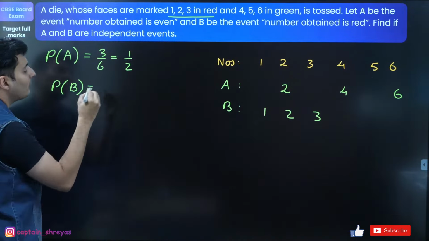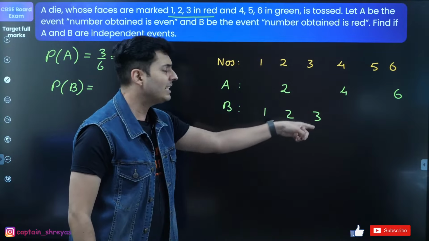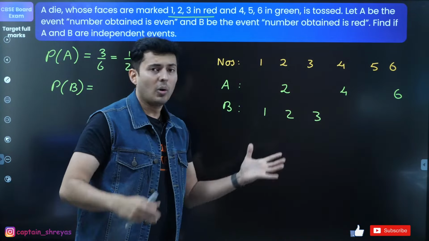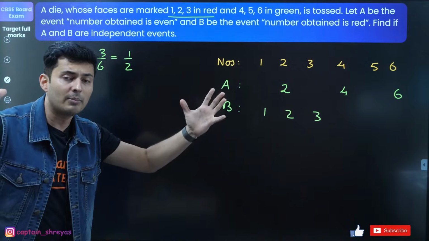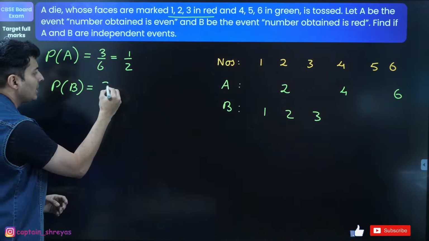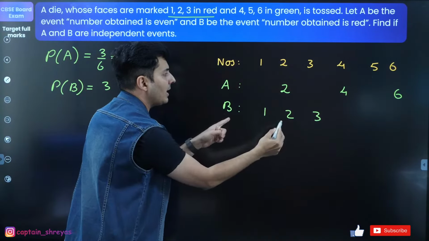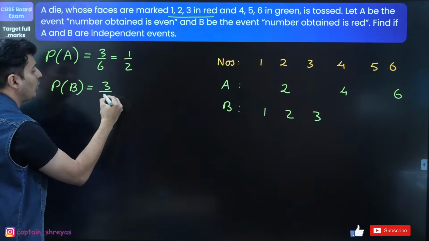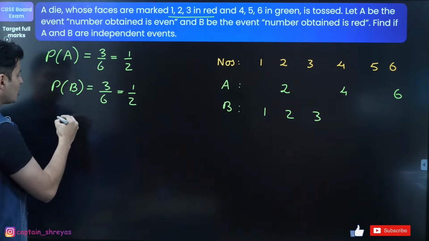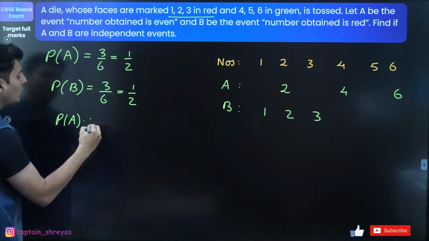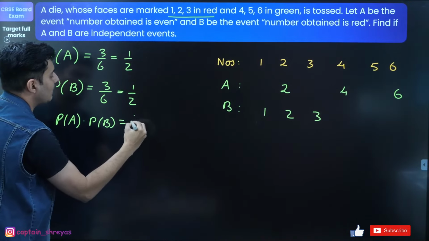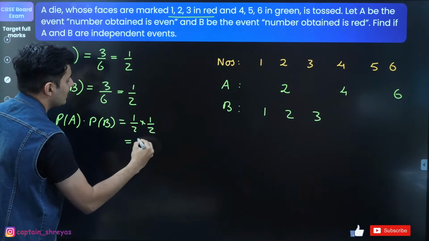What is the probability of event B, guys? Basically it is red: 1, 2, 3. So it is exactly half of the total number of possibilities. There are 3 ways only event B can happen out of all the 6 possibilities. That means it is half. So what is P(A) into P(B)? It is half into half, which is basically 1/4.